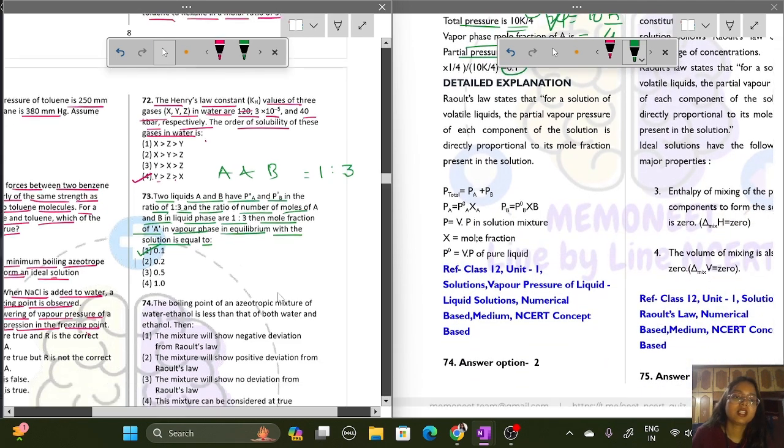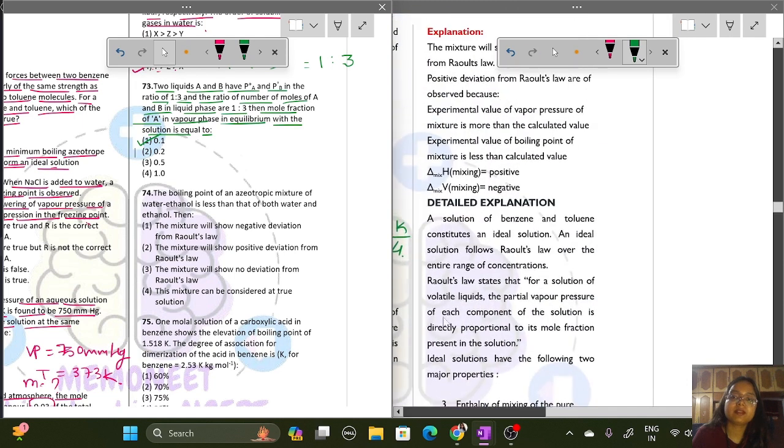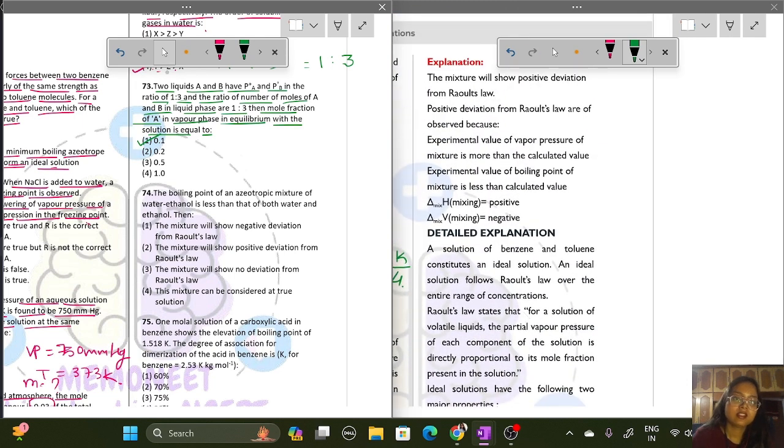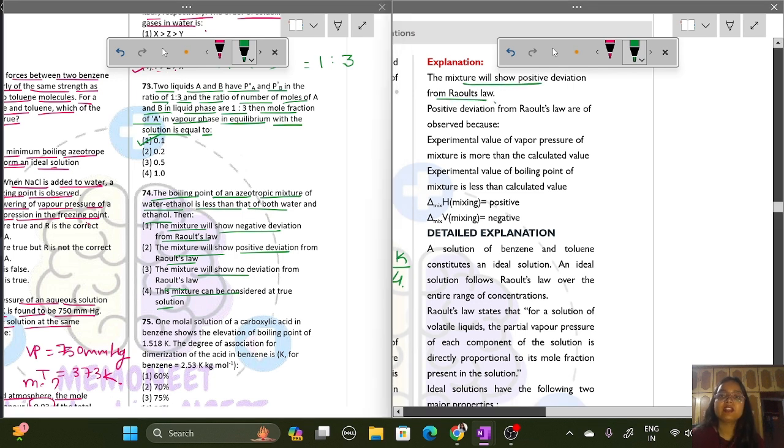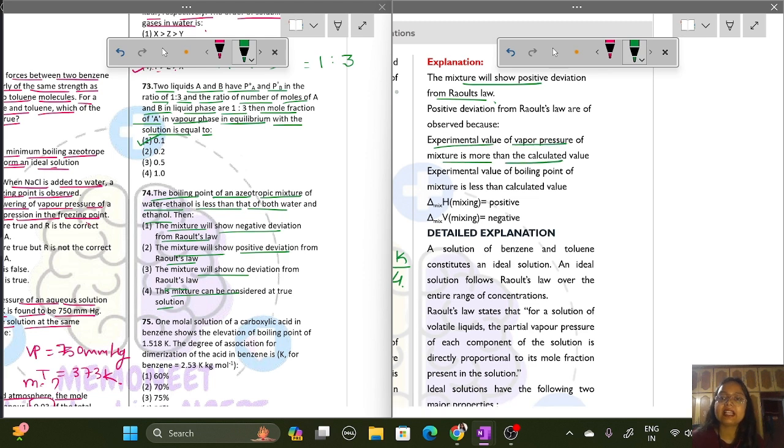Question number 74 says the boiling point of an azeotropic mixture of water and ethanol is less than that of both water and ethanol. Then the mixture will show negative deviation from Raoult's law, or the mixture will show positive deviation from Raoult's law, or the mixture will show no deviation from Raoult's law and will be considered a true solution. So let us see. The mixture will show positive deviation from Raoult's law. Why? Because the experimental value of vapor pressure is more than the calculated value.